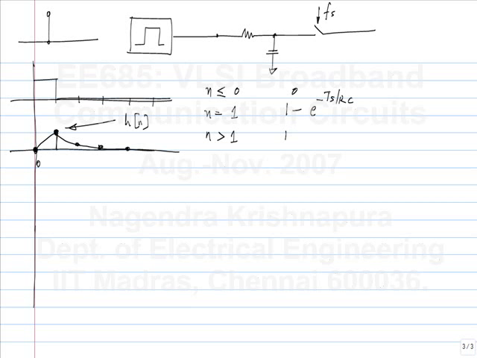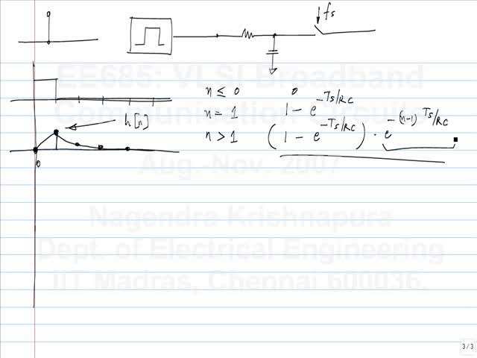So this gets to be 1 minus e to the minus Ts by RC, and e to the minus (n minus 1) Ts by RC. In fact, the same equation can be used for n equal to 1 also, because the multiplying factor is unity for n equal to 1. So the response of this is 1 minus e to the minus T by RC, times e to the minus (n minus 1) T by RC.